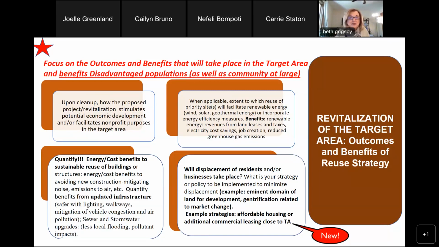We've given some examples of when it happens. Gentrification related to market changes. Strategies might be affordable housing for the folks that are displaced, or maybe for commercial entities, additional commercial leasing close to the target area. And then don't forget climate change, energy cost benefits, updated infrastructure. Think about the cost benefits of sustainable reuse of buildings. There's quite a bit, so you could just keep playing on that. Next slide, please.